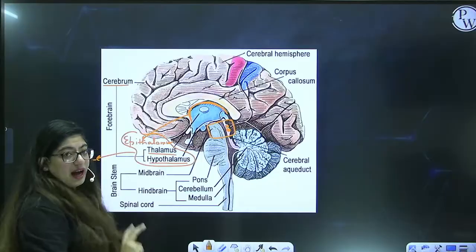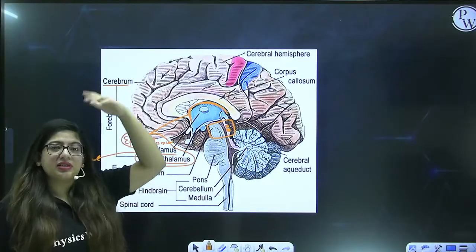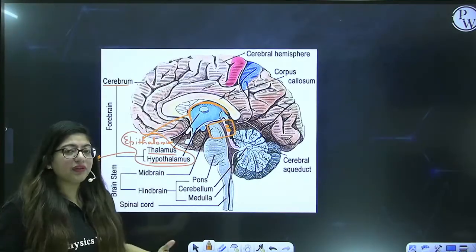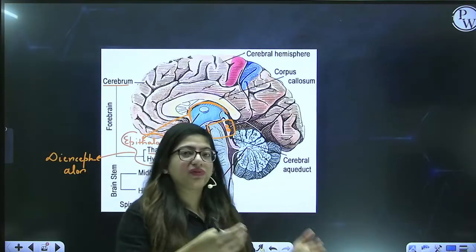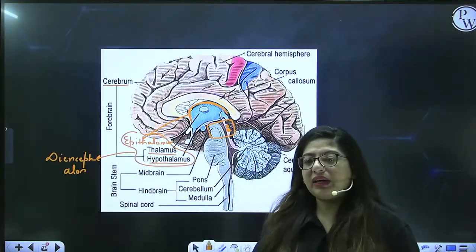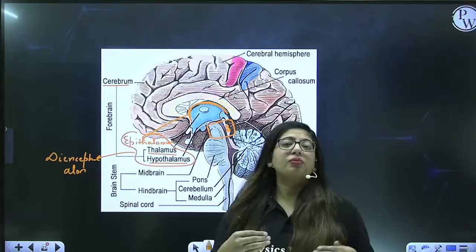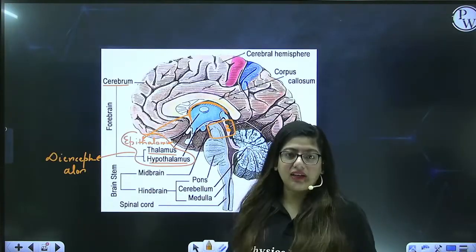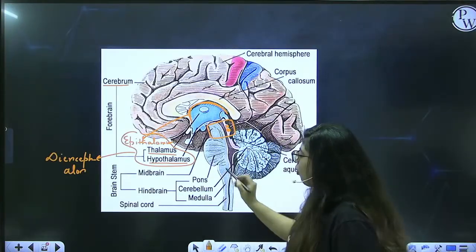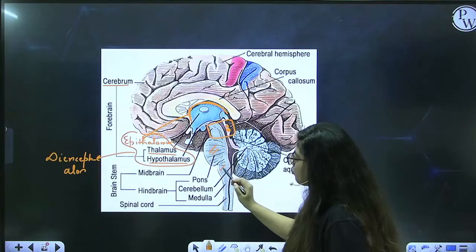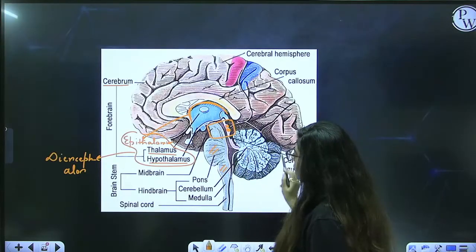And then we have the hindbrain. Hind because it is present at the last. Whenever we are talking about fore, that means it comes first. Whenever I'm talking about mid, that's in the center. And if I'm talking about hind, that means it's at the last. So the hindbrain consists of the pons, this portion is the pons, this portion is the medulla, and this entire portion is the cerebellum, right?